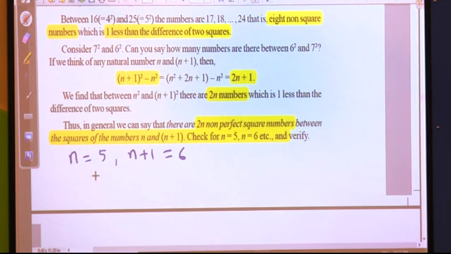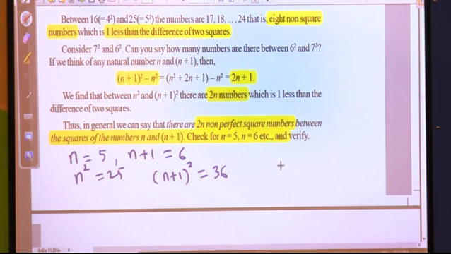Now, what is n square? It is 25. And what is (n plus 1) square? The value of n plus 1 is 6, so it is 36.